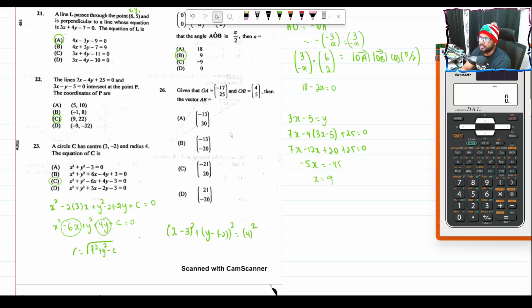Given that OA is this and OB is that, the vector AB, the resultant vector, AB is AO plus OB, which is minus OA plus OB. Minus OA could be (17, negative 25). OB is (4, 5). 17 and 4 is 21. So which one gives me positive 21? D. You could double check the second value as well. Minus 25 plus 5 is going to give me minus 20. And we're good to go.